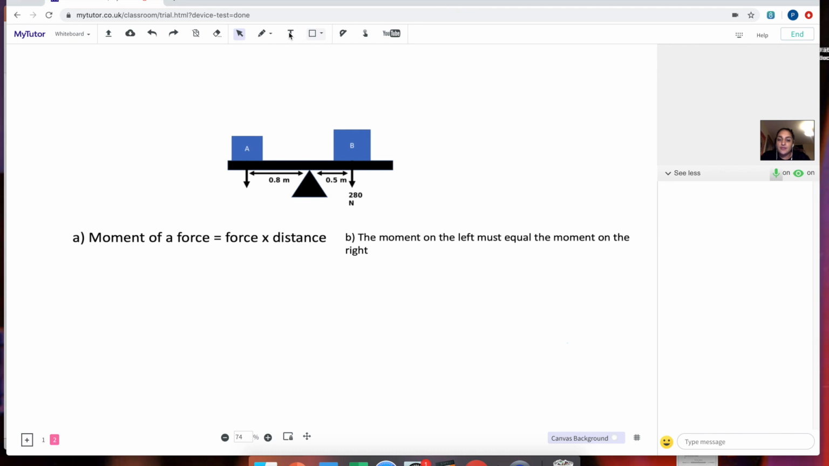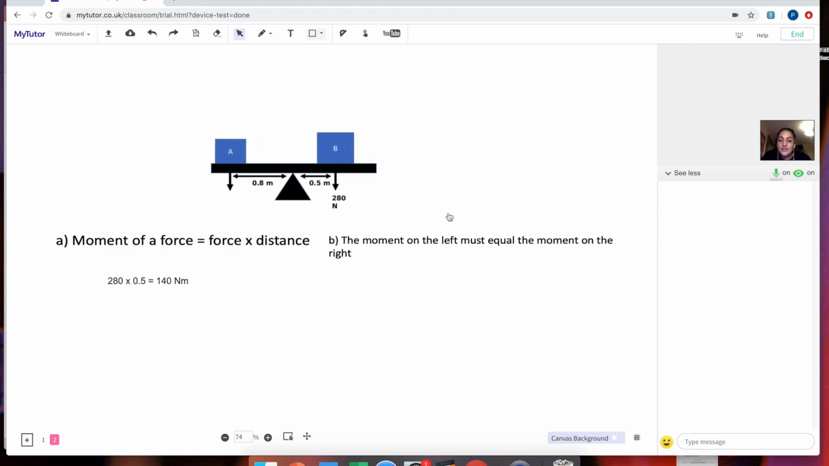So we know that the force, which we've been told in the question, is 280 newtons. We know that the distance is 0.5. So our moment is 140 measured in Newton meters.